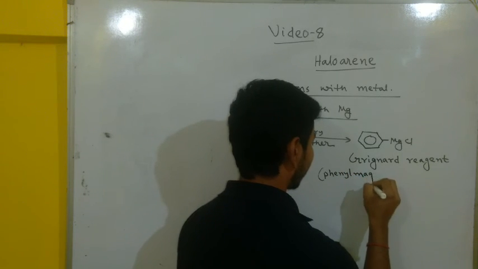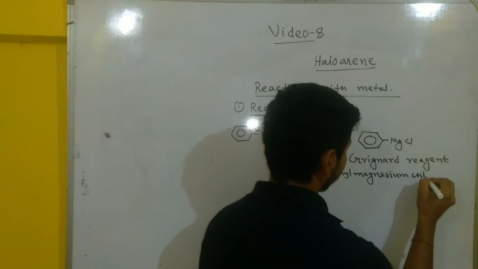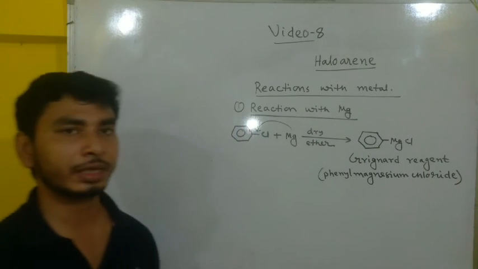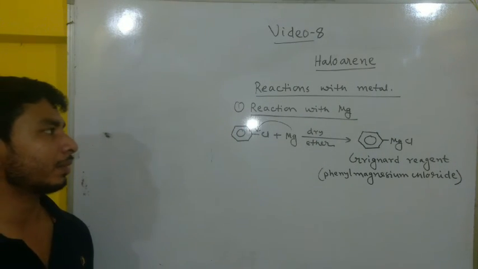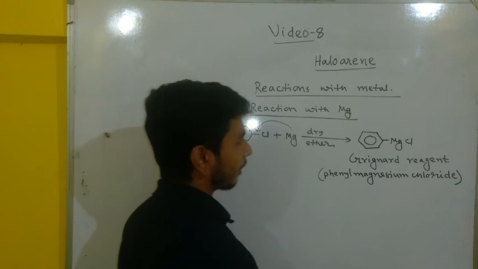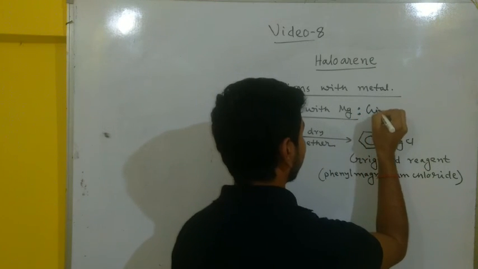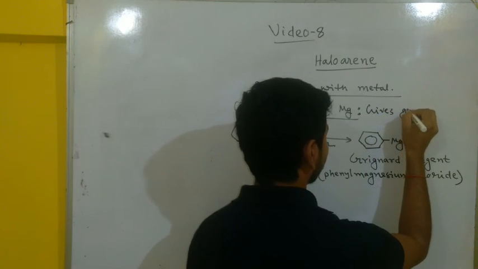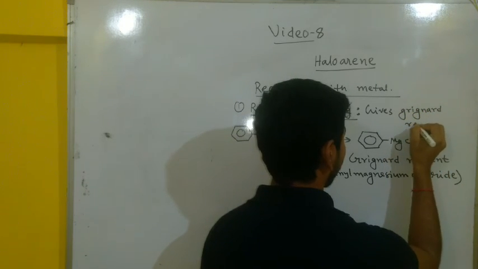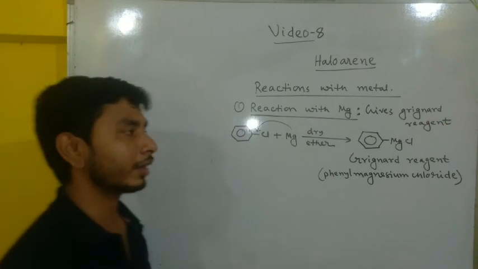Phenyl magnesium chloride. The chlorobenzene upon treatment with magnesium in presence of dry ether gives phenyl magnesium chloride, which is called Grignard reagent.